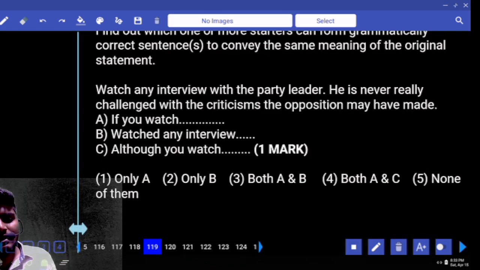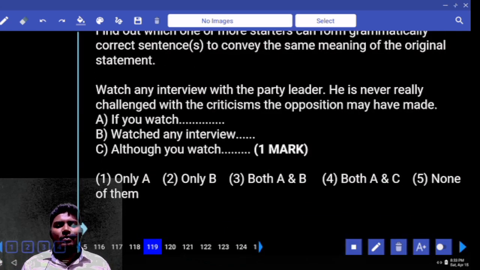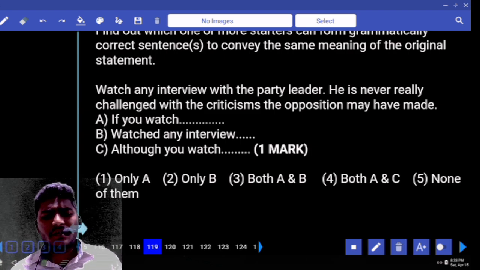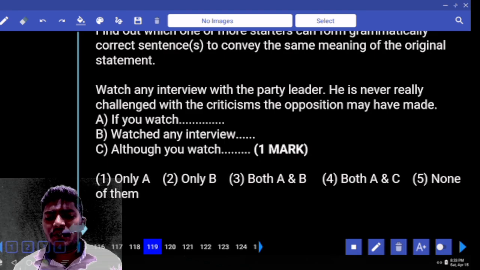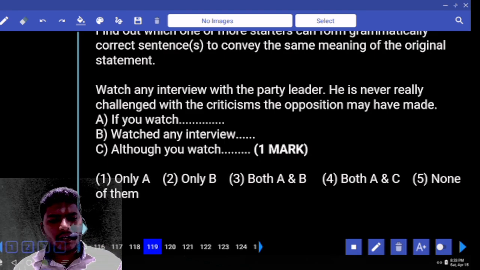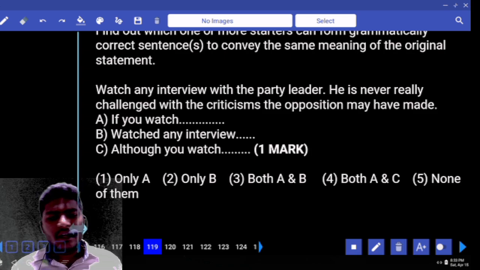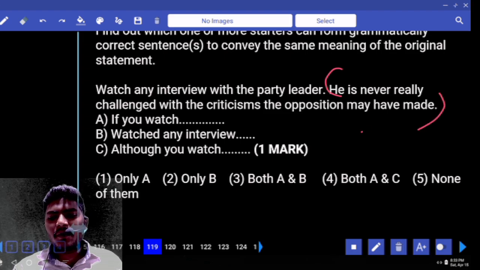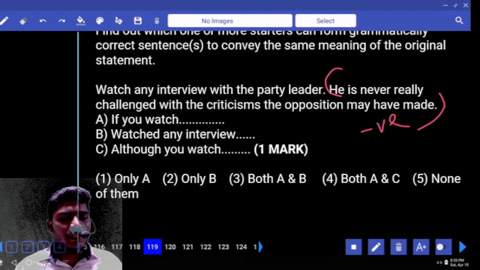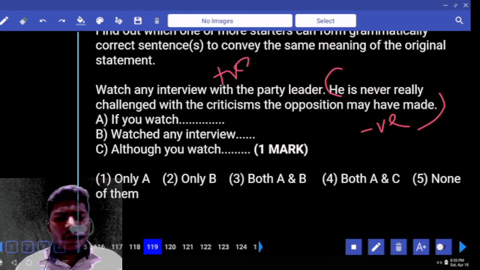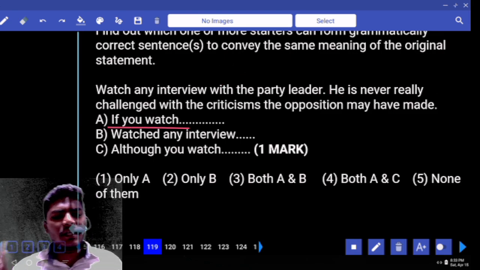Connect the sentences. Watch any interview with the party leader. He is never really changed with the criticisms the opposition may have made. Ye interview chusina sare political party leaders ane alatha em chusina sare, that fellow is never changed. Now he is really never changed is positive or negative here? Negative sentence. Watch any interview like a suggestion, it can be considered as a positive. Look at the first one. First one is starting with if you watch.